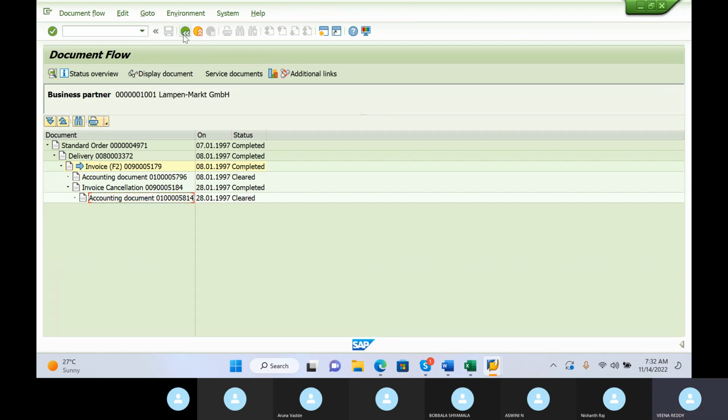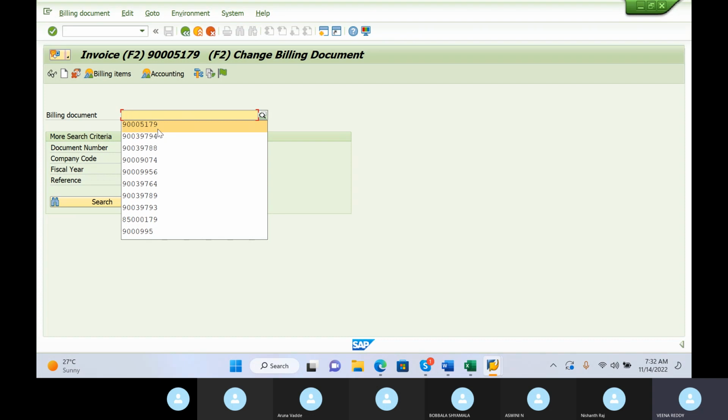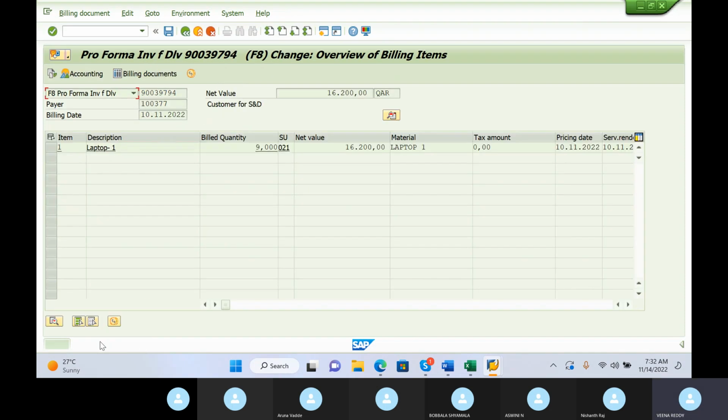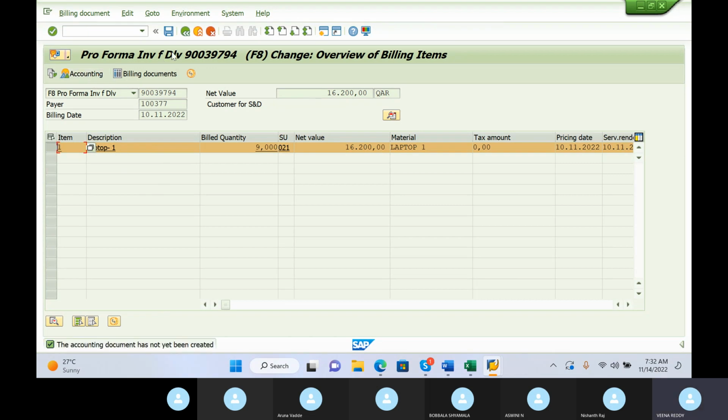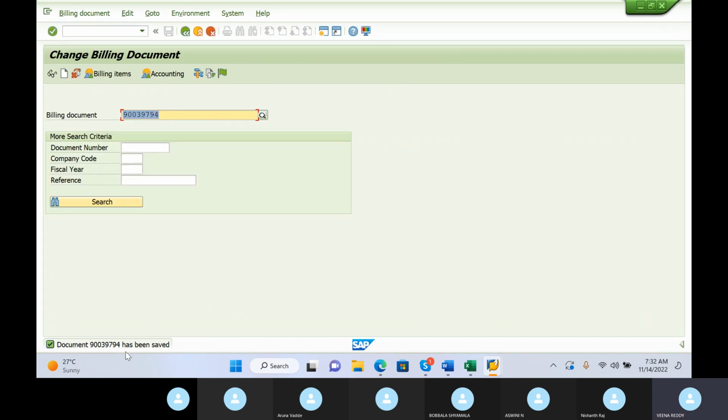I wanted to show you, but my system has some issues, so I'm unable to. If anyone knows, please tell me, billing is not happening in my system. I don't know what happened. It's showing: the document is not relevant for accounting. This is the same as I have shown, right? The accounting document is not coming. It's showing the error.